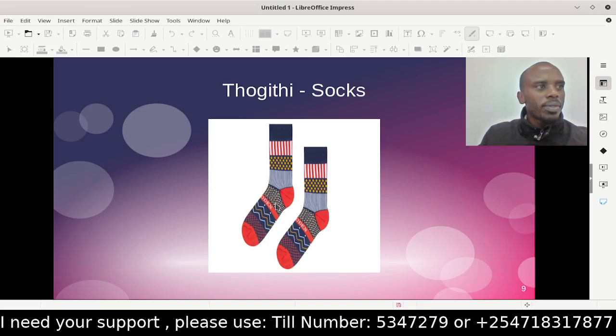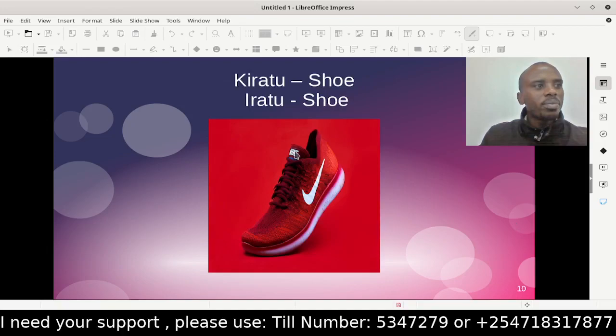Then we go to the next one, which is socks. Socks is dogibi. Socks is dogibi. Then we go to shoe. Shoe is kirato. And when you have a pair of shoes, it is irato.